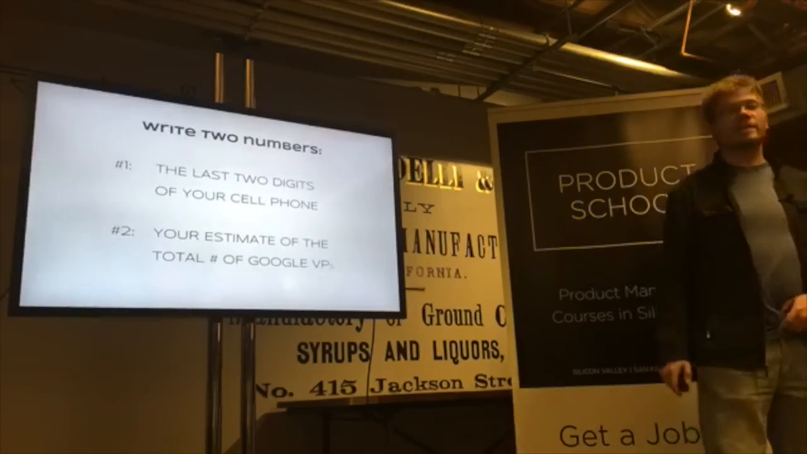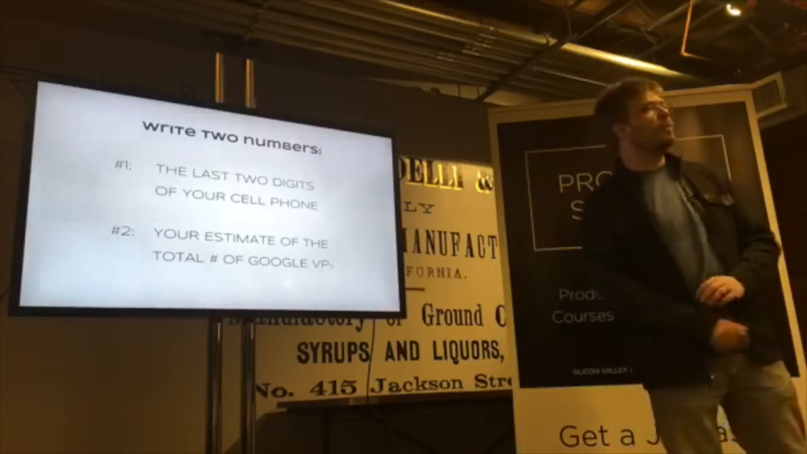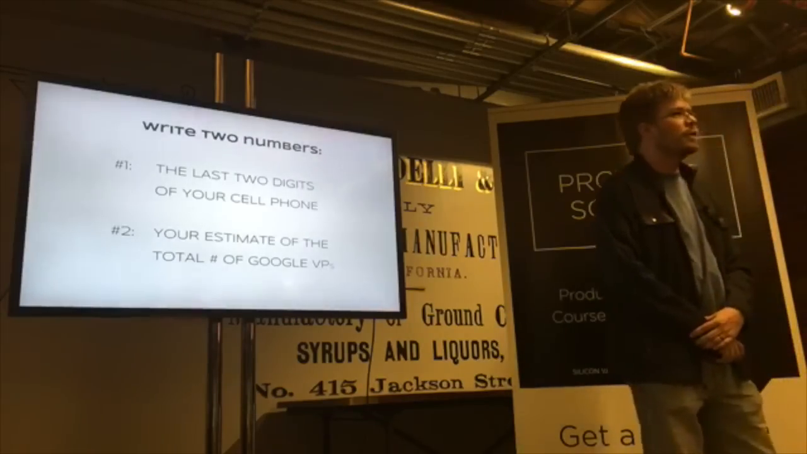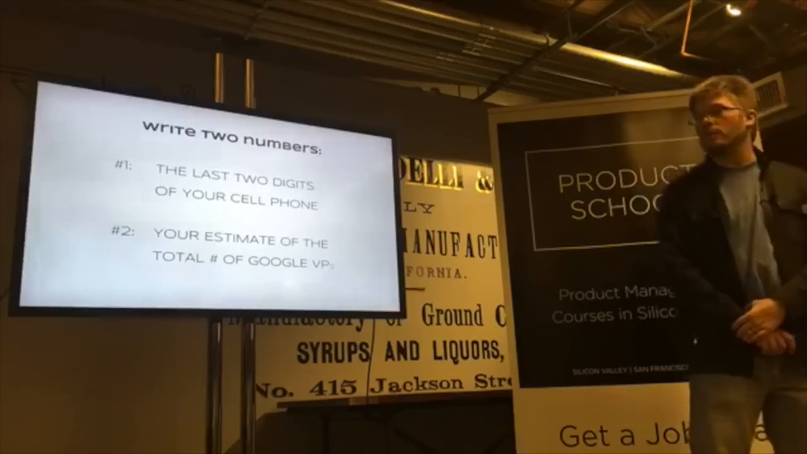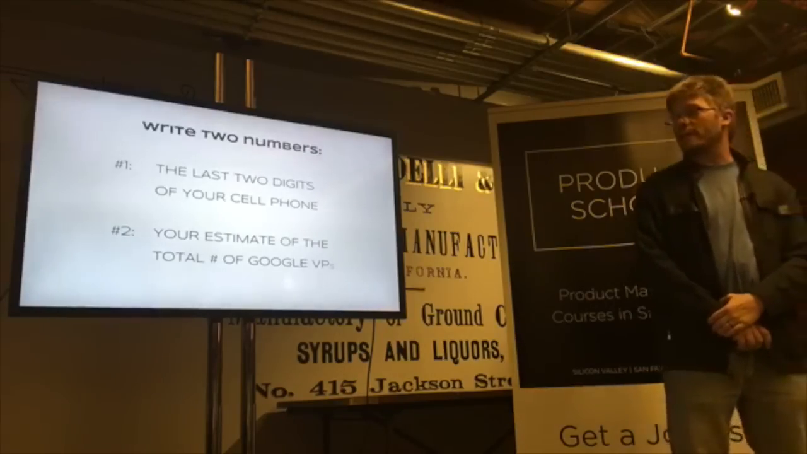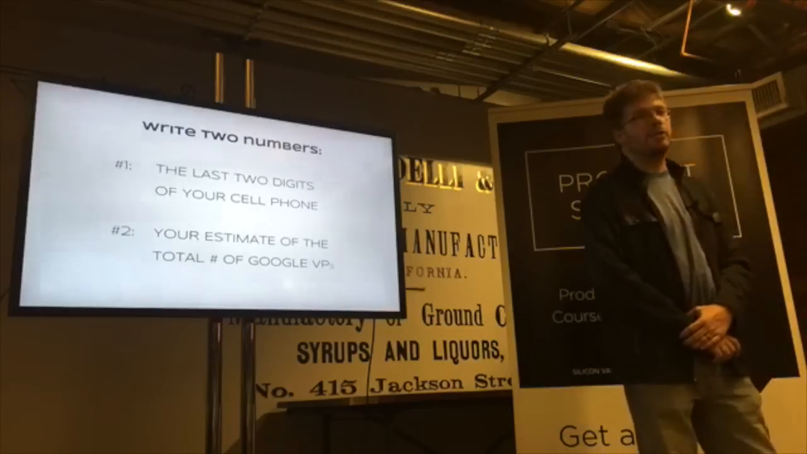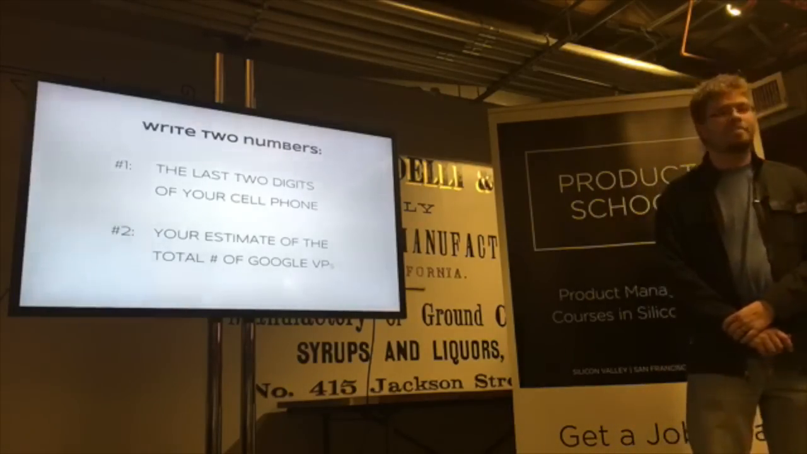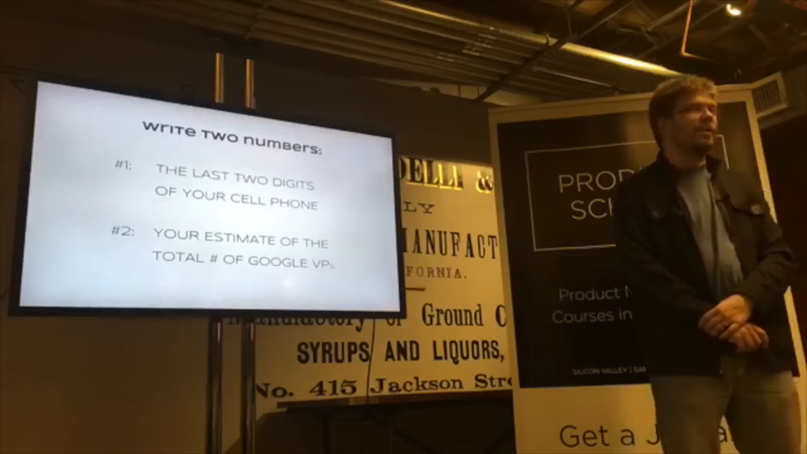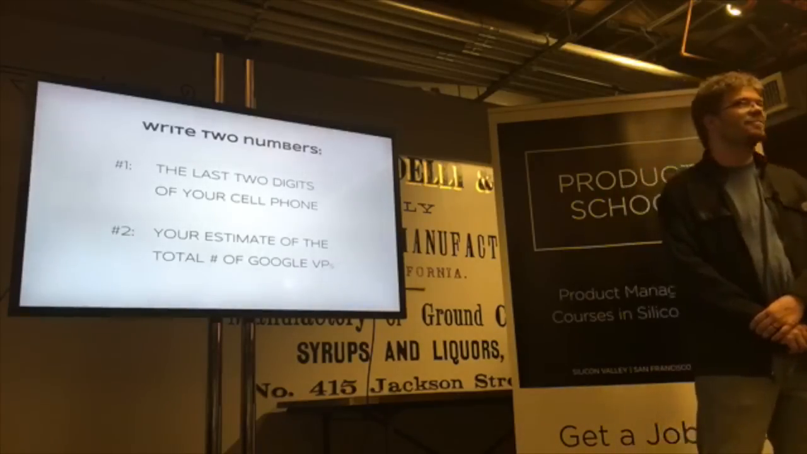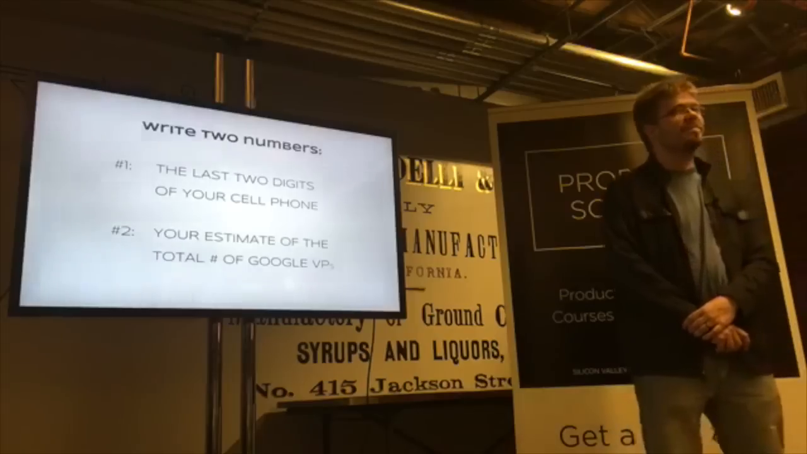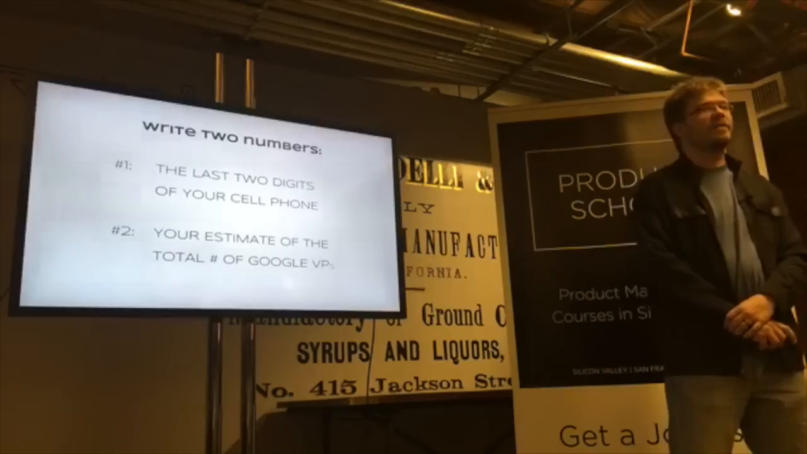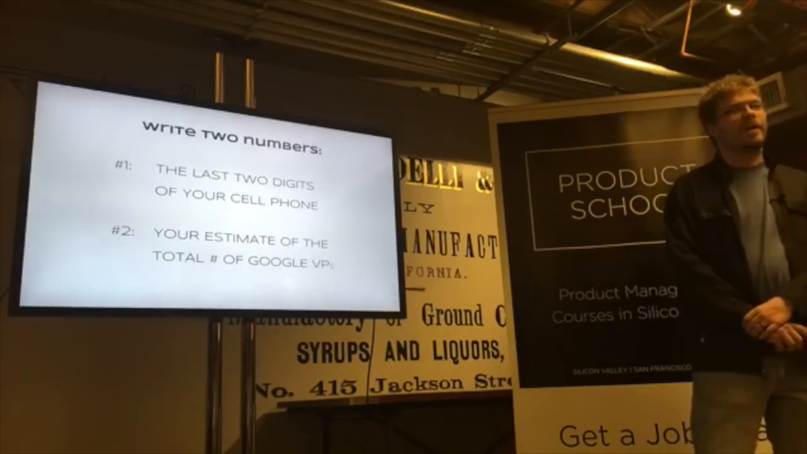All right, so the next question is to write in two numbers. The first number you should write in is the last two digits of your cell phone, so the final two numbers in your cell phone. And then the second number you should write in is your guess as to the total number of VPs working at Google today. I don't actually know. Less reading on this one, so hopefully a little easier. Everyone got their answers in?